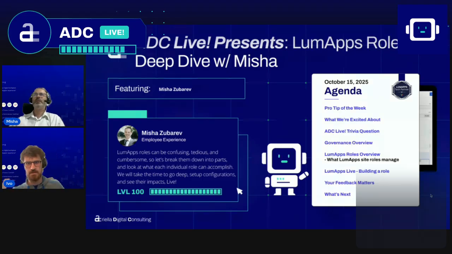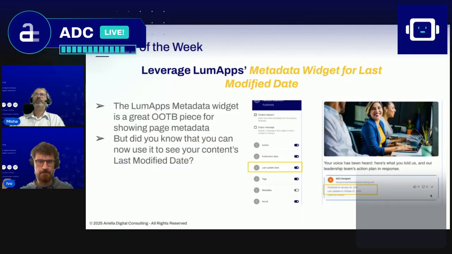So first, pro tip of the week, and this is actually I think relevant for content governance in general. This is a really nice modification that LumApps did in one of the last releases, which is now you have the last modified date directly in LumApps' metadata widget. The metadata widget, as you know, has a lot of different features. It shows you the author, the publication date, the tags, metadata, etc. And now LumApps added a new feature called last update date.